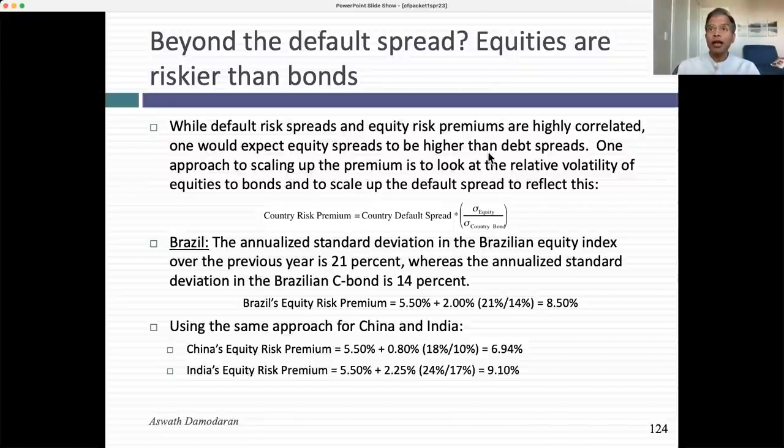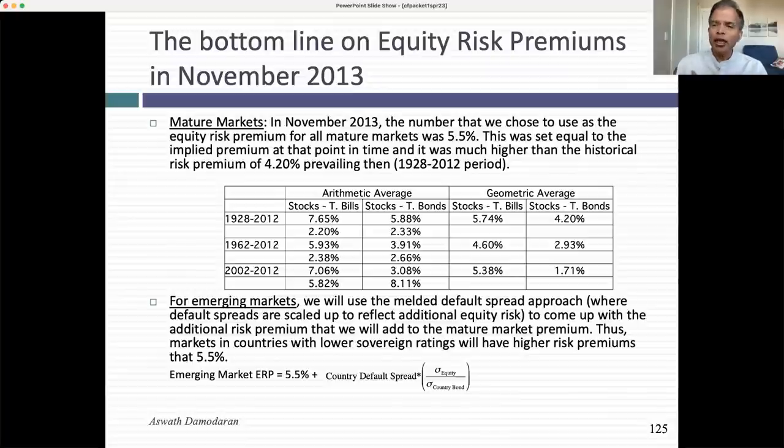So I end up with an 8.5% equity risk premium for Brazil, a 6.94% equity risk premium for China, where the default spread is 0.8%, and a 9.1% equity risk premium for India, all starting with the US premium, but adding an additional amount to reflect the extra risk of equities in that market. It's cheating, I know, because I'm starting with the US premium, I'm using default spread as a measure of country risk, but I can't think of a simple way to get to equity risk premiums without making some choices.